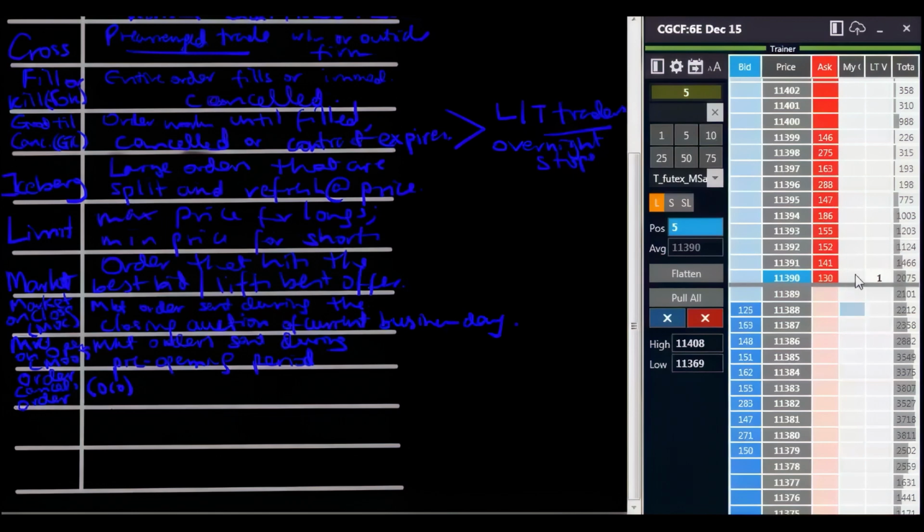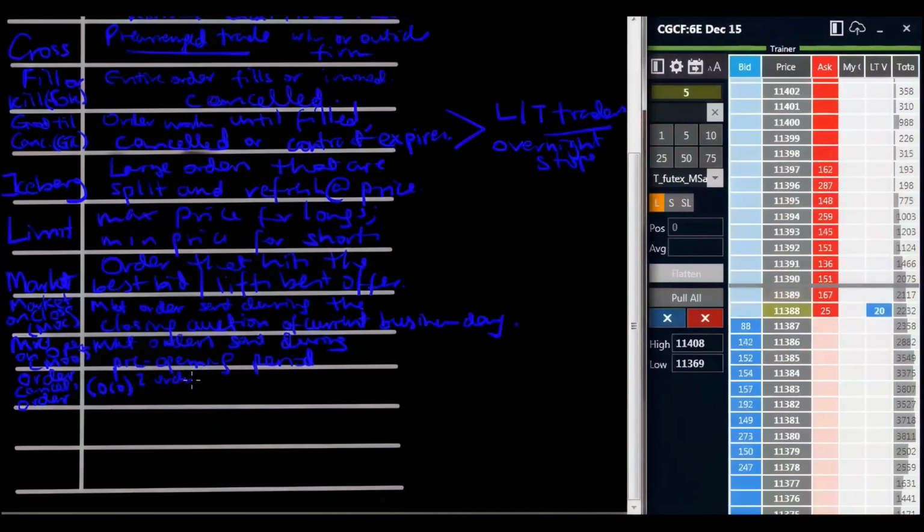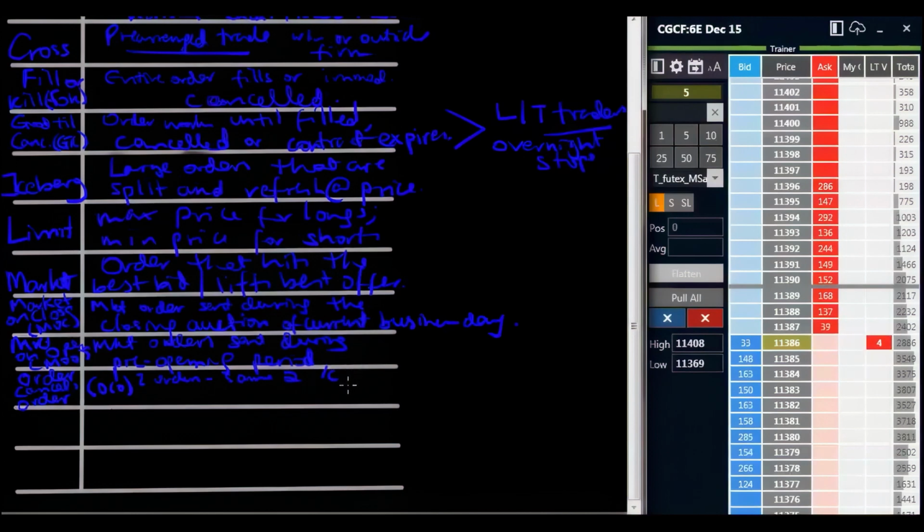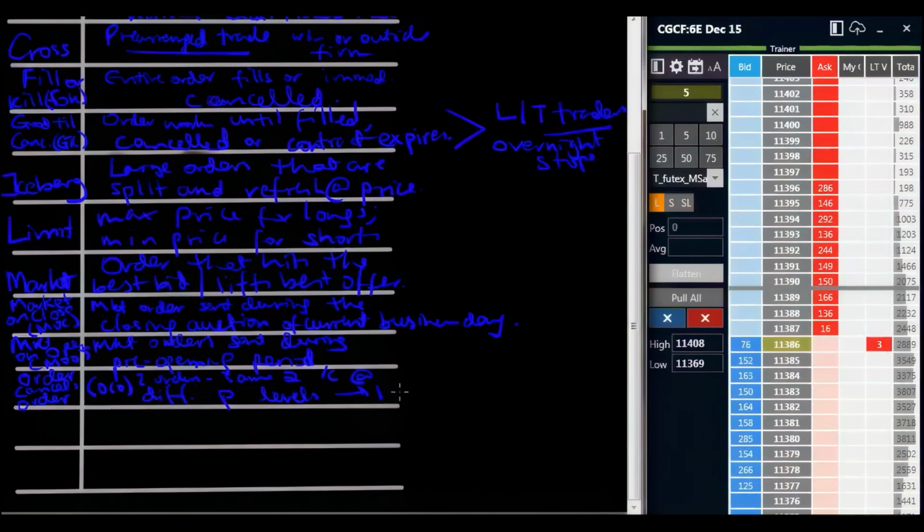Let's just get out of the market there. Right. Let's just quickly put that in a little description. So: two orders, same quantity/contract at different price levels. One executes, other cancels.